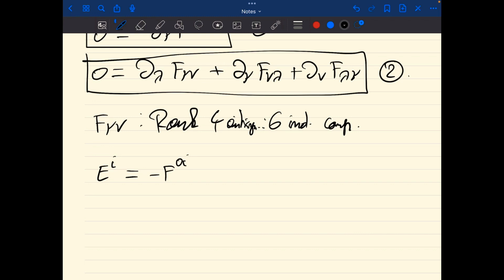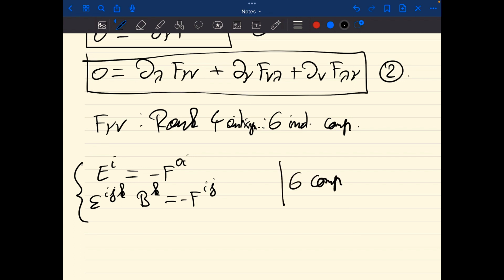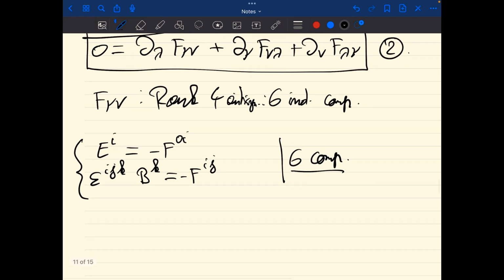And the magnetic field is defined like that, epsilon ijk B k equals F ij, with a minus sign. Okay. So we have indeed 6 components here, which completely cover all variables, all degrees of freedom of the F mu nu tensor.